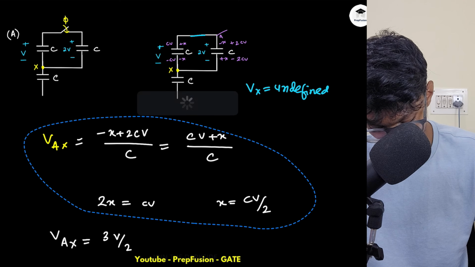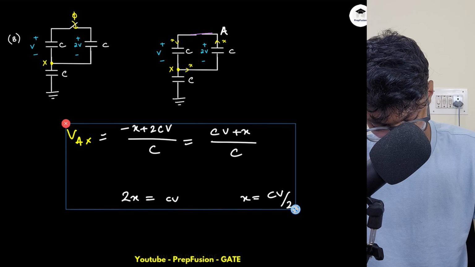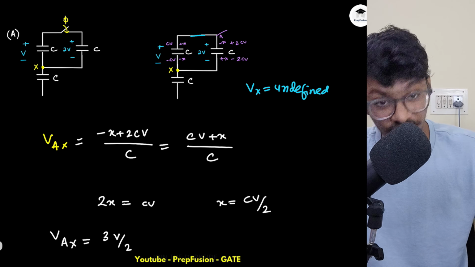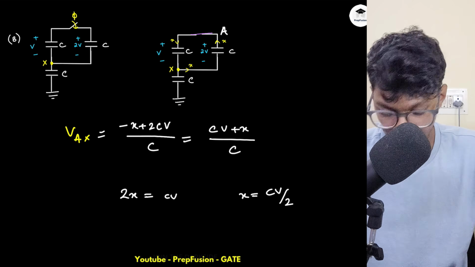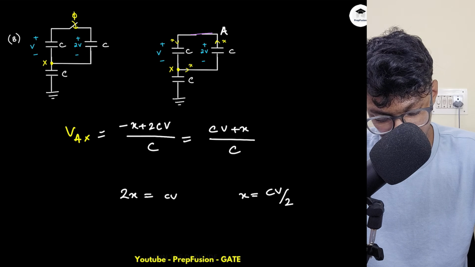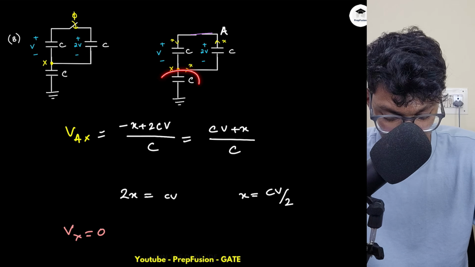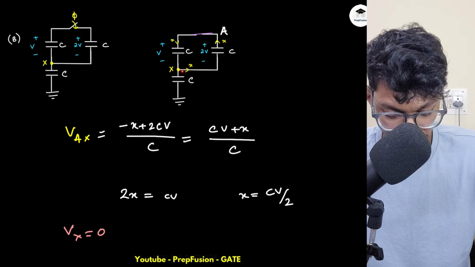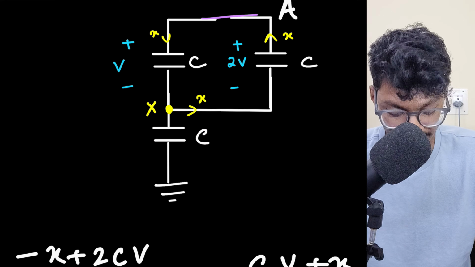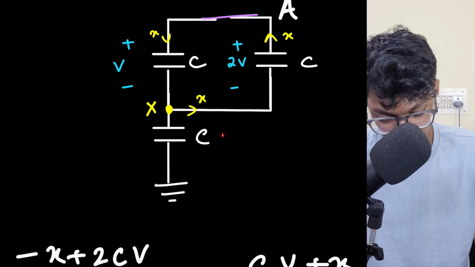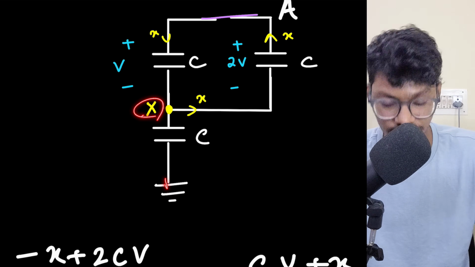My X will be CV by 2. What will be my VX this time? This ground is defined, so VX will be simply 0. Why will it be 0? Because the initial potential across the capacitor was 0, and no charge transfer has taken place after this switch has been closed. So this capacitor is at the same state, that is 0 voltage. So with respect to ground, this VX is also 0 potential.